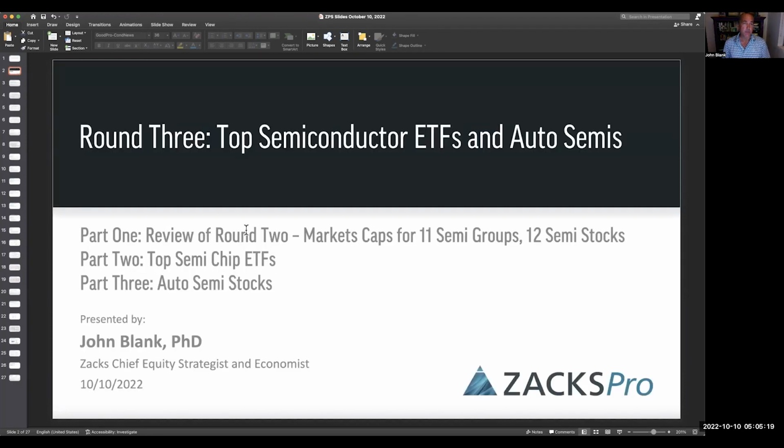What we're talking about today is round 3 of our semiconductor discussion. Round 2 went real well. And round 1 was the big picture of the story of the broad basis of how the industry works. Today, we're going to go through the top semiconductor ETFs. This is fascinating, how to actually make money picking an ETF on semiconductors. And we're going to talk about the auto semi chip story.